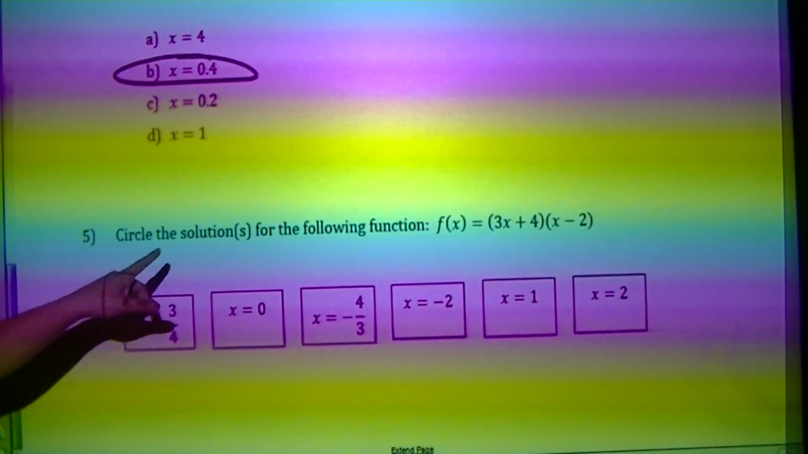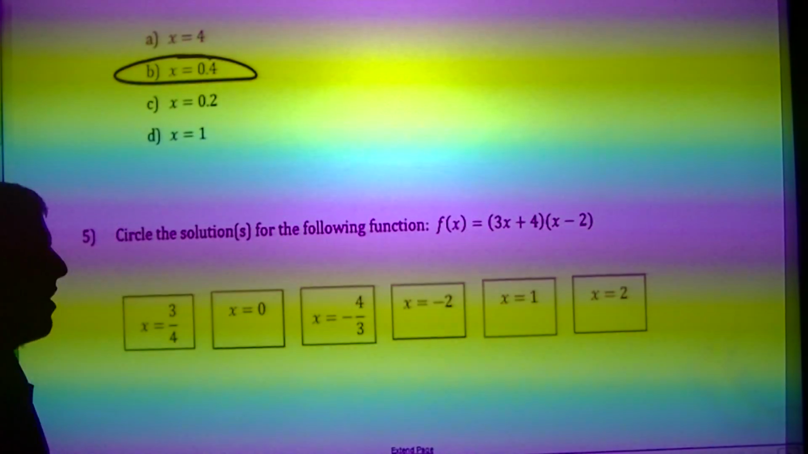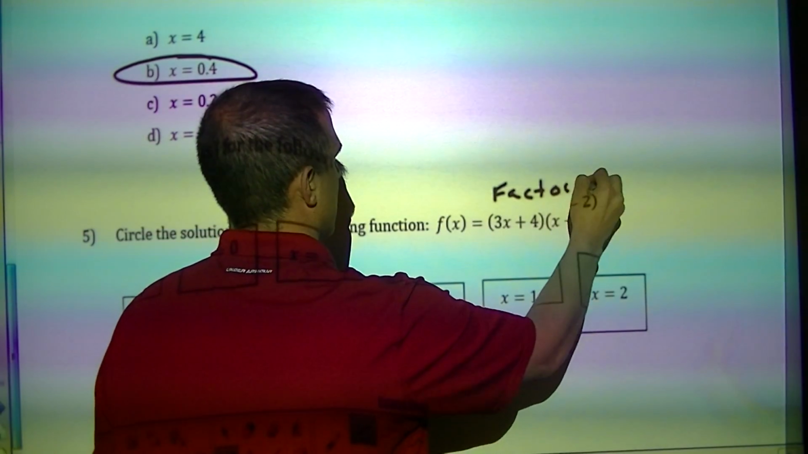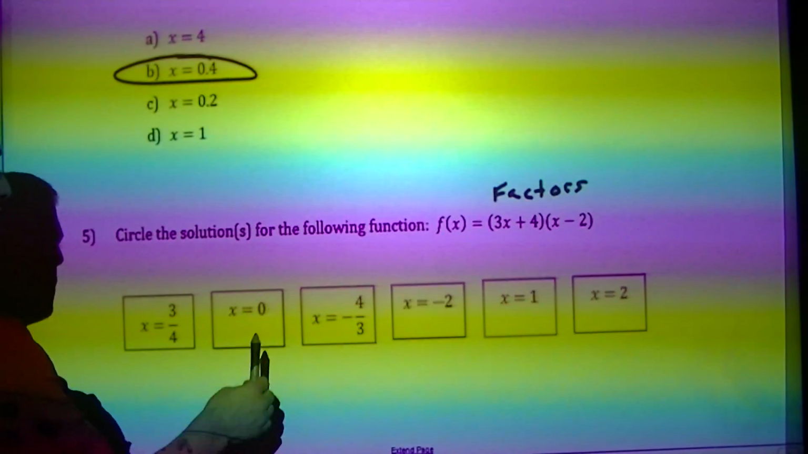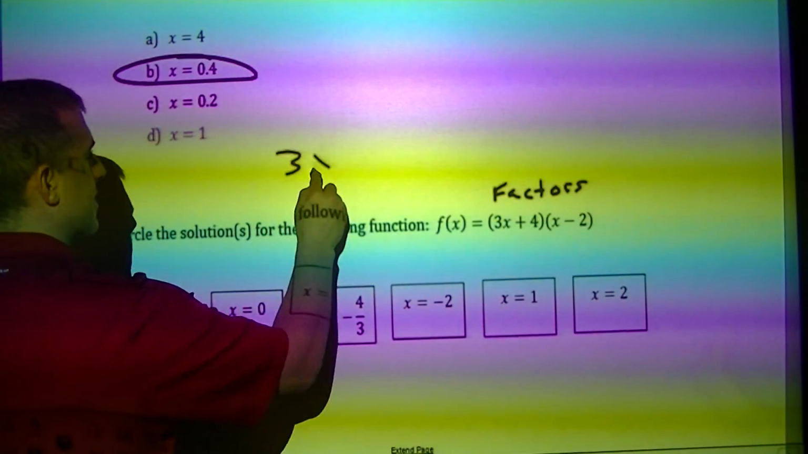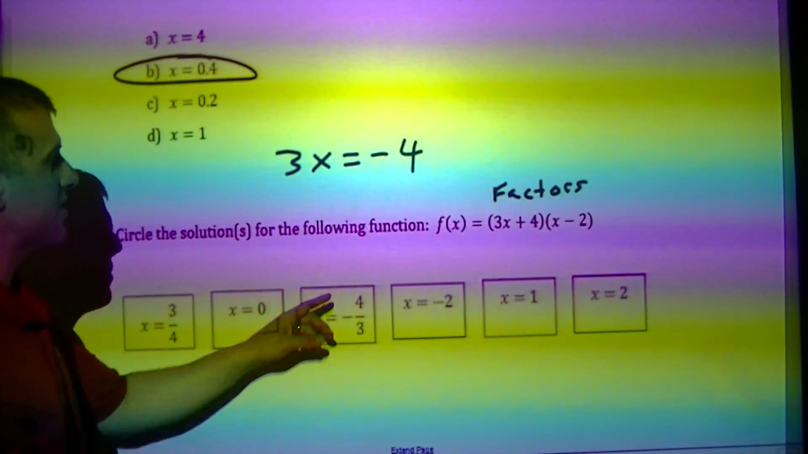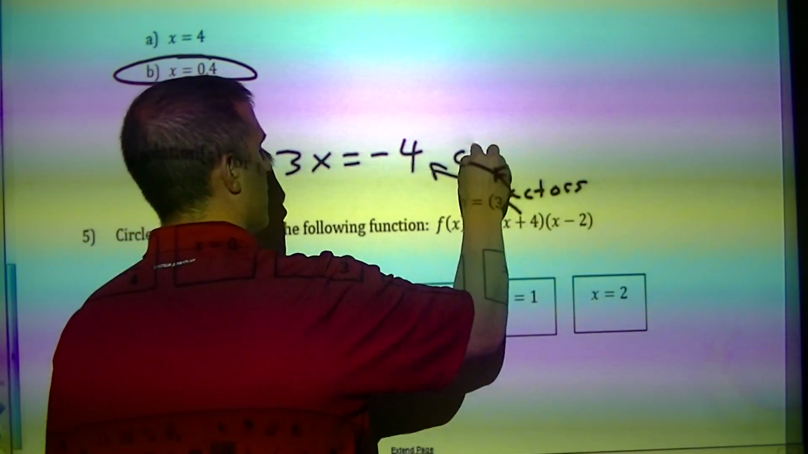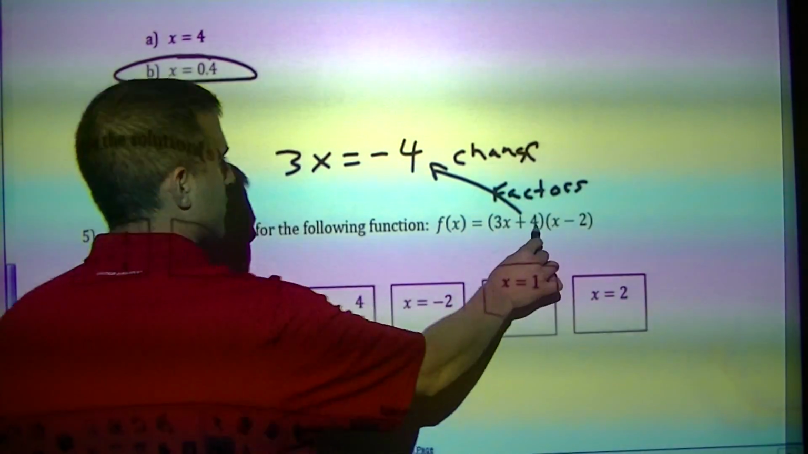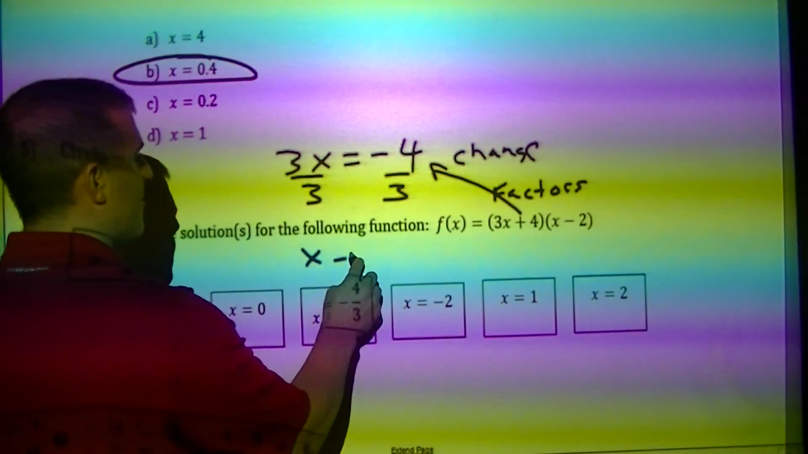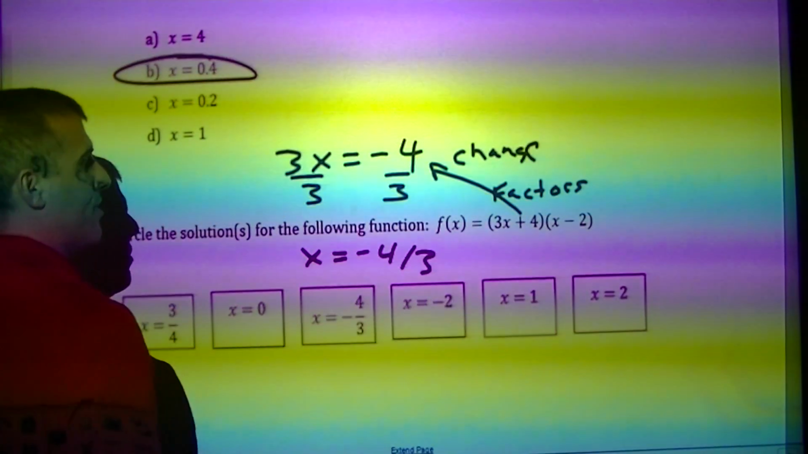Okay, circle the solutions for the following functions. Now, these are factors. Now what I do to find the solutions for the factors is I'm going to do 3x equals -4. So I'm going to slide an equal sign and change the sign. So it went from positive 4 to negative 4. I divide by 3. So one of my solutions is x equals negative 4/3.